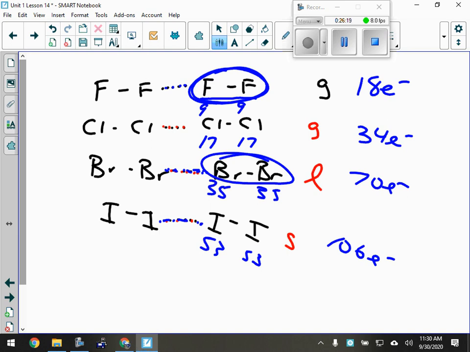So the more electrons you have, the better the chances of distortions. The better the chances of distortions, the stronger the London force. The stronger the London force, the better chance you have of going from gas to liquid to solid. And that's with all molecules.